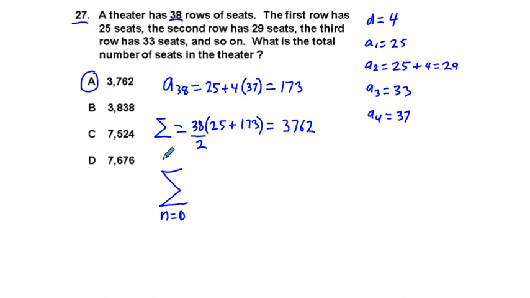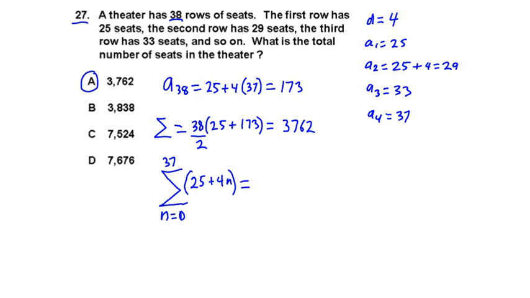And we're going to have 25 plus 4k, or 4n. And so let's go ahead and figure out what this is. If we plug in 0 for our first row, we get 25. And if we plug in 1, we'll get 25 plus 4, and so forth, up to 37. So this should get us our correct answer.